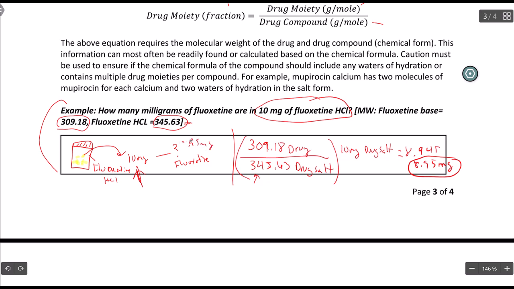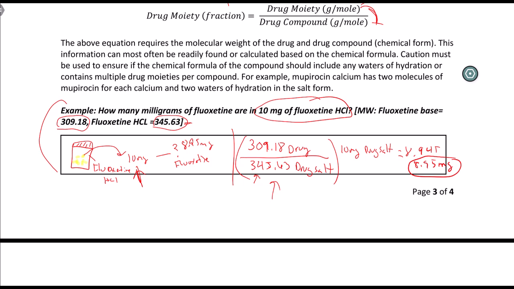It's just setting up this ratio. This ratio can be either way. So even though I have it here, it's either way as long as you put one and the other. You need to know what the drug molecular weight is, and you need to know what the salt molecular weight is. And you can put any units that you want on that, so I can say that 309.18 milligrams, 309.18 grams, whatever.